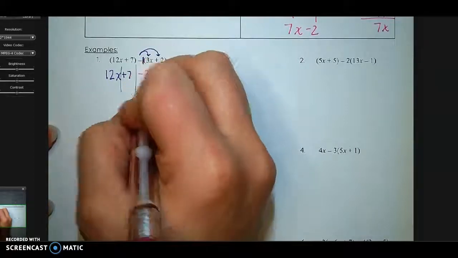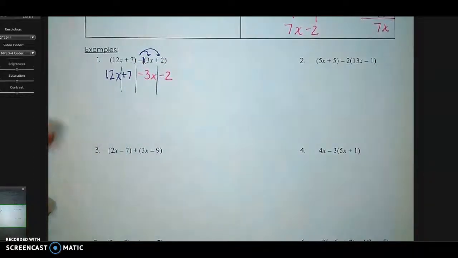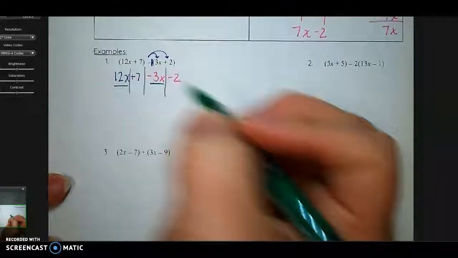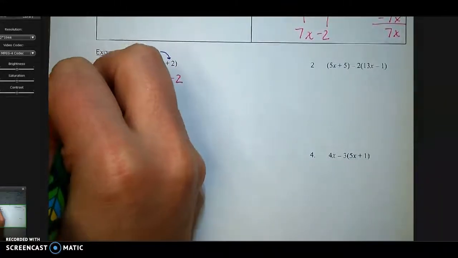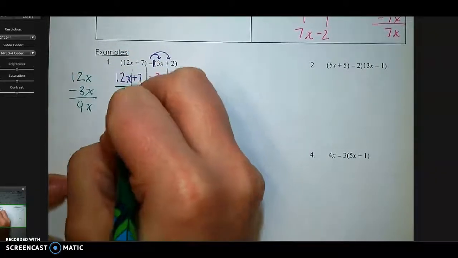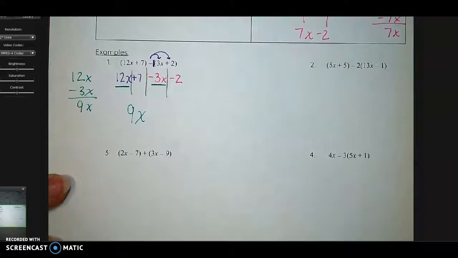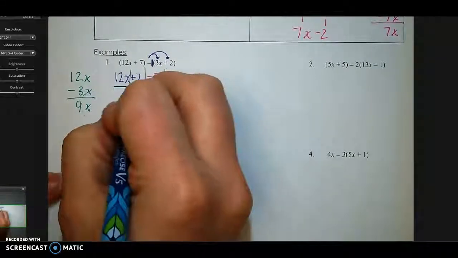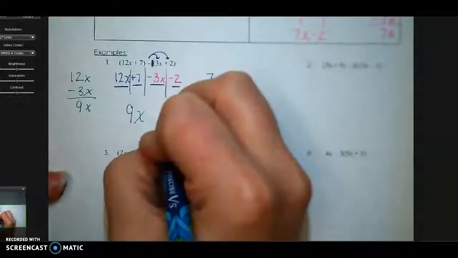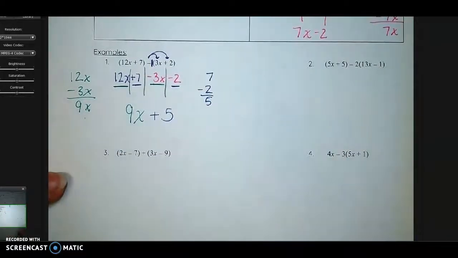When I go through and separate this up, I'm going to see that I have some like terms. I have the 12x and the 3x. So I can pull that over here and say 12x minus 3x. Well, that gives me 9x. And then I've got a positive 7 and a -2. So 7 minus 2 is 5. And since it's a positive 5, then it's plus 5.